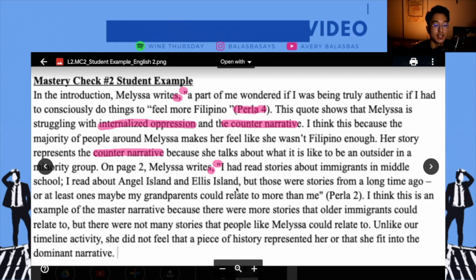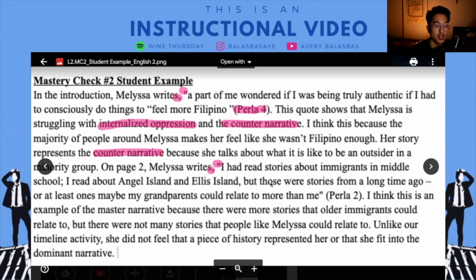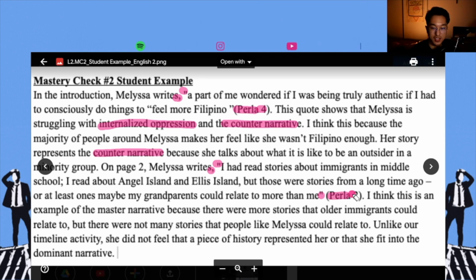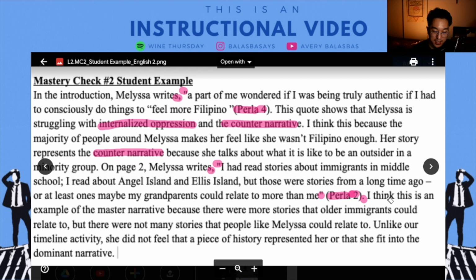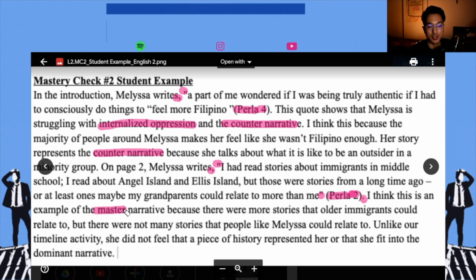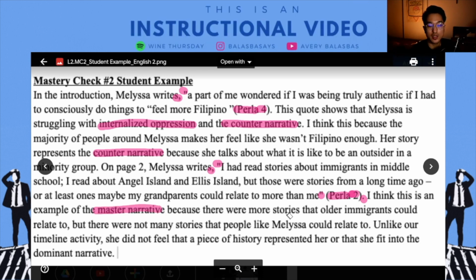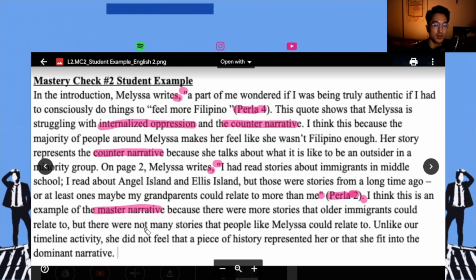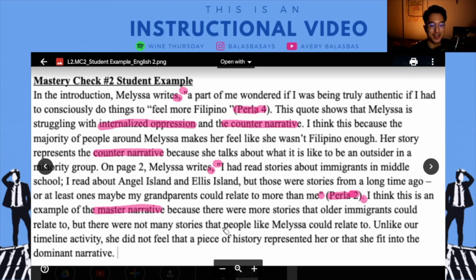I read about Angel Island and Ellis Island, but those were stories from a long time ago, or at least ones my grandparents could relate to more than me, end quote. Parentheses, author's last name, page number, and the punctuation at the end right there: period, question mark, exclamation point. Depending on what is in the reading, you're going to put that appropriate punctuation mark at the end after the citation. I think this is an example of the master narrative because there were more stories that older immigrants could relate to, but there were not many stories that people like Melissa could relate to.